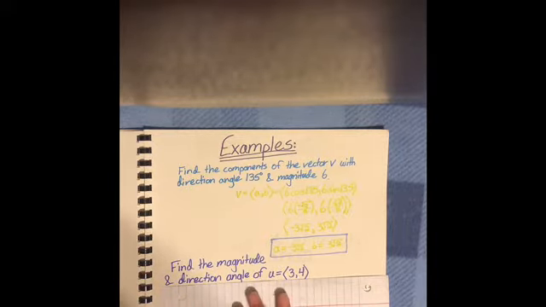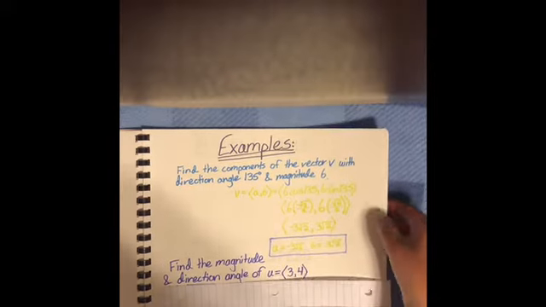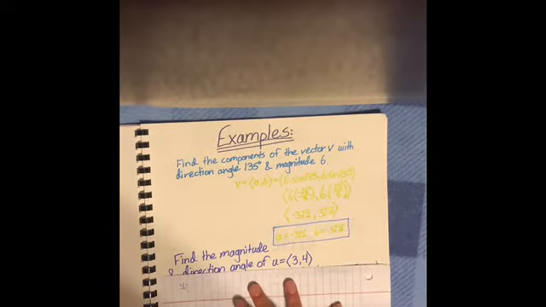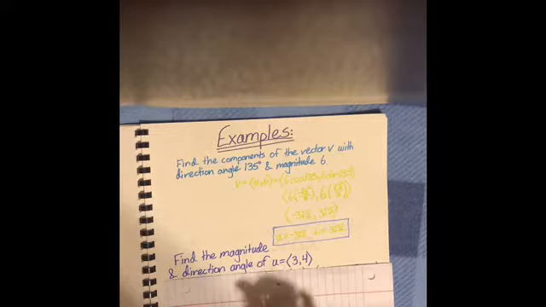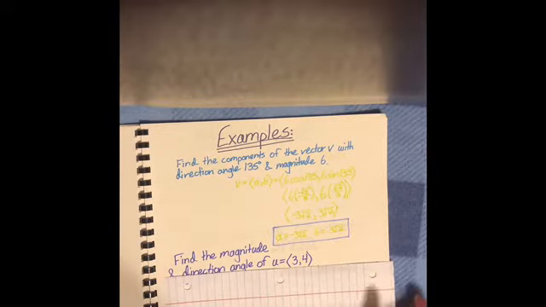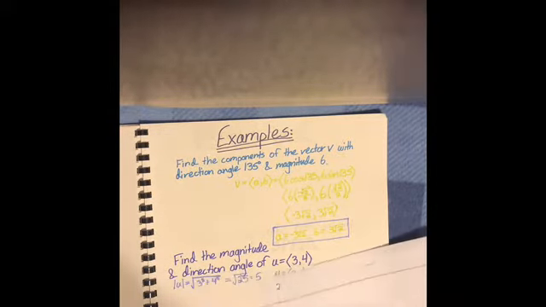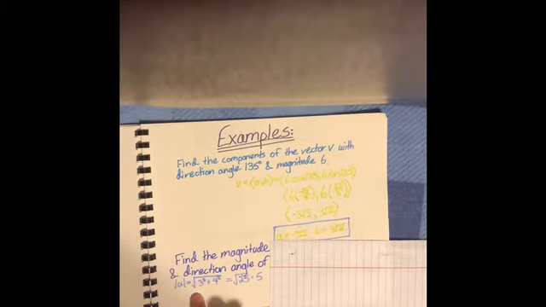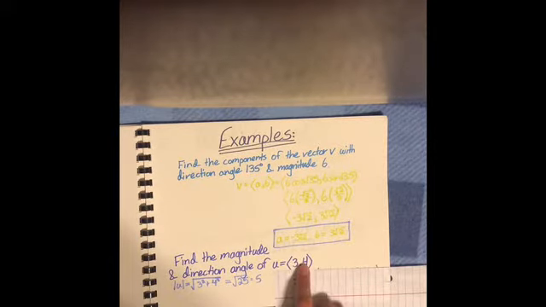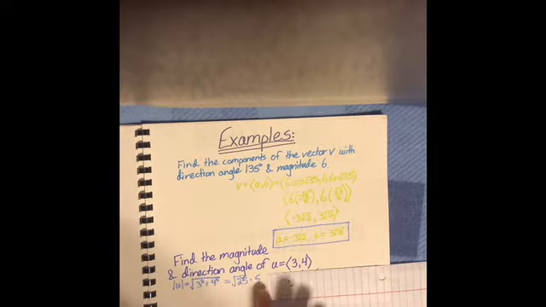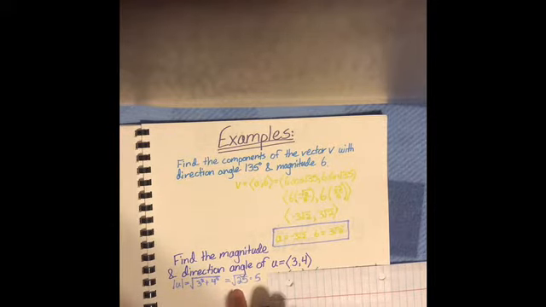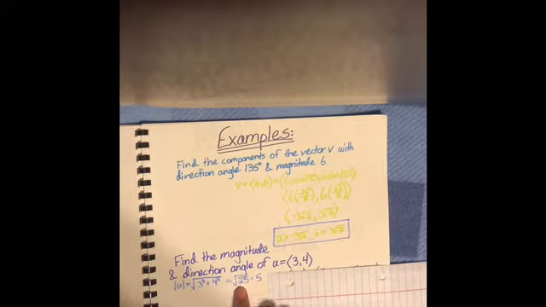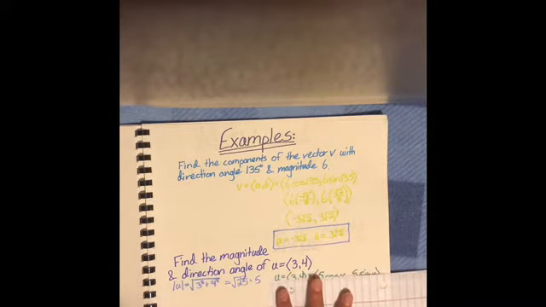Find the magnitude and direction angle of u equals 3, comma 4. So on this one, you're going to be going backwards from what we just did. You have the absolute value of u equals the square root of 3 squared plus 4 squared. It's going to come out to equal the square root of 25, which everybody knows equals 5.